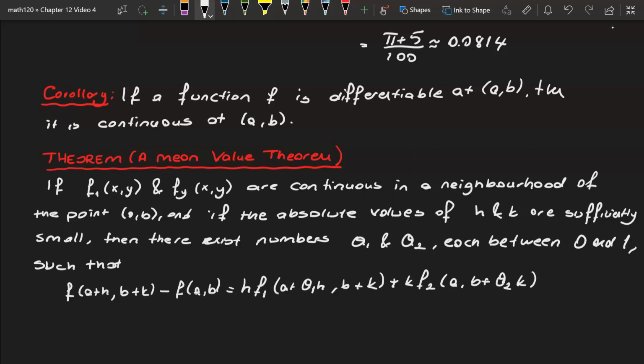This is also a mean value theorem because the result comes from the mean value theorem for single variable functions. Here we just need to apply the mean value theorem twice, once for each coordinate. Okay, let me explain how.